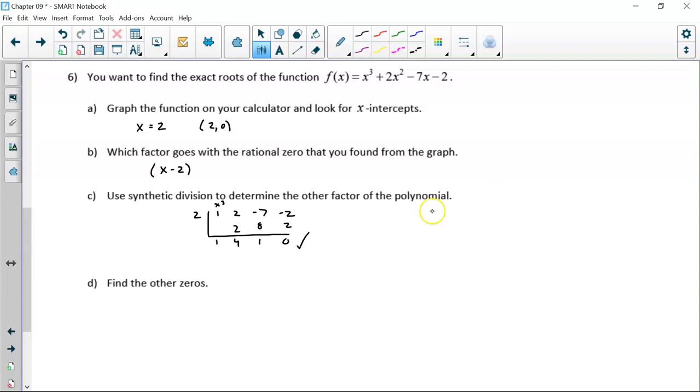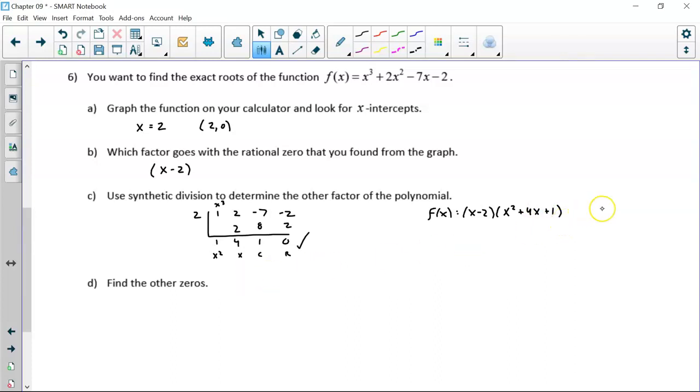So what that's telling us is that our function, f of x, equals our first factor, x minus 2, that's what we divided by, times, since this was x cubed at the bottom, x squared, x, constant, and the remainder of 0. So our other factor is x squared plus 4x plus 1. Now we can find the other zeros.